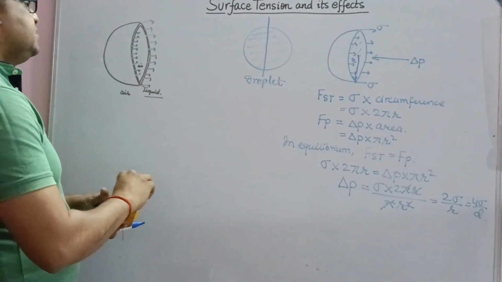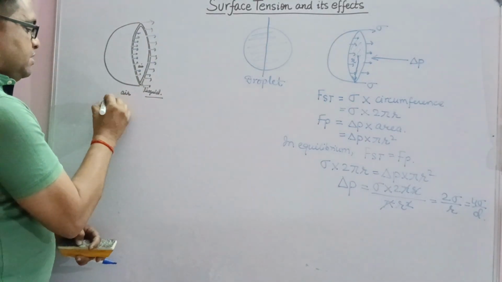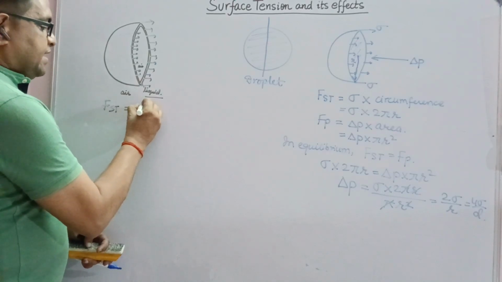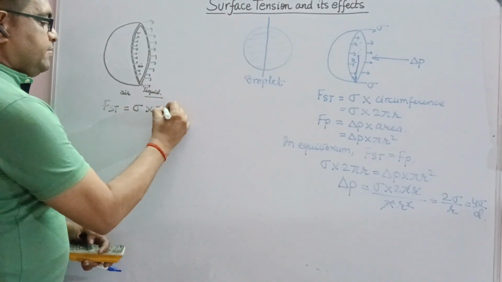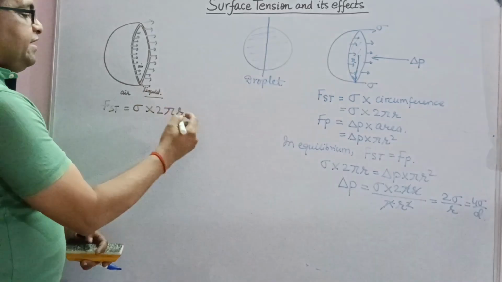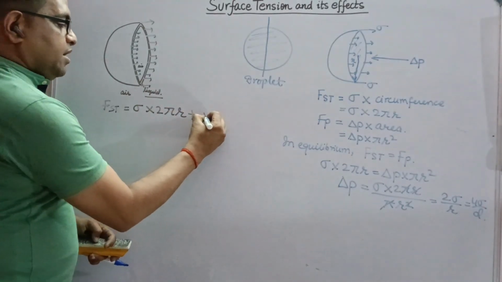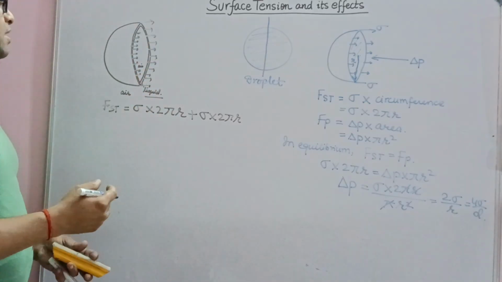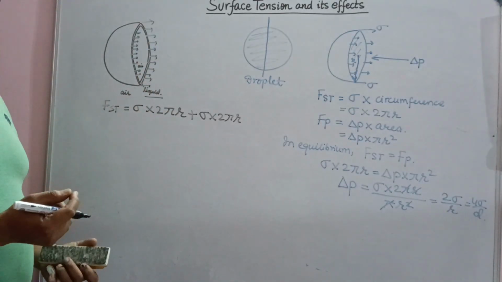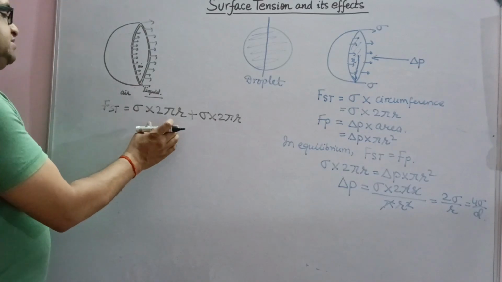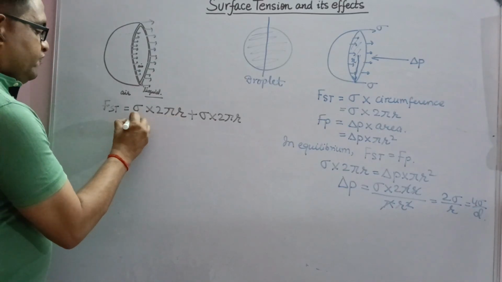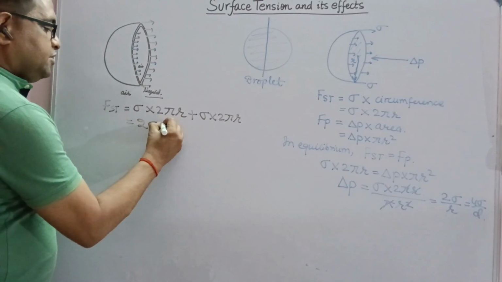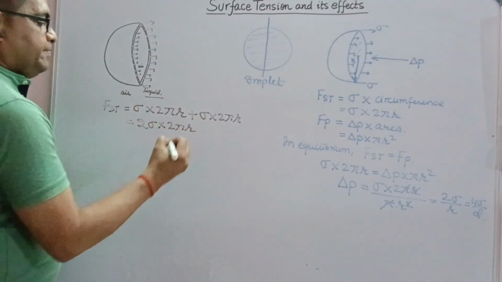For the outer interface, we have force due to surface tension. It will be equal to sigma into 2 pi r. And for the inner interface, again we will take sigma into 2 pi r, as the width of the liquid film is negligible and the radius is considered the same. So overall we have the force due to surface tension equal to 2 sigma into 2 pi r.